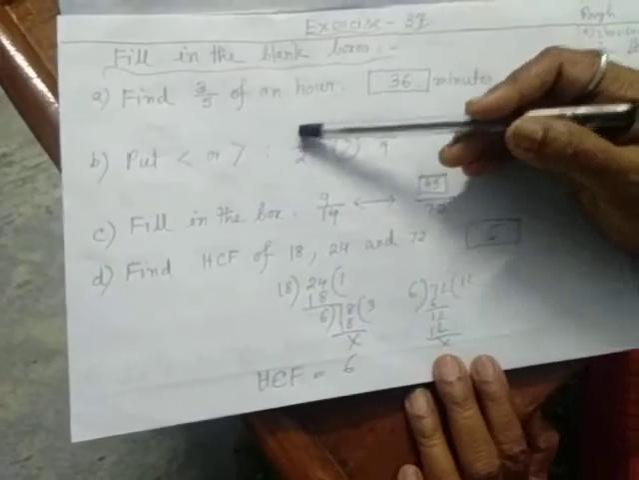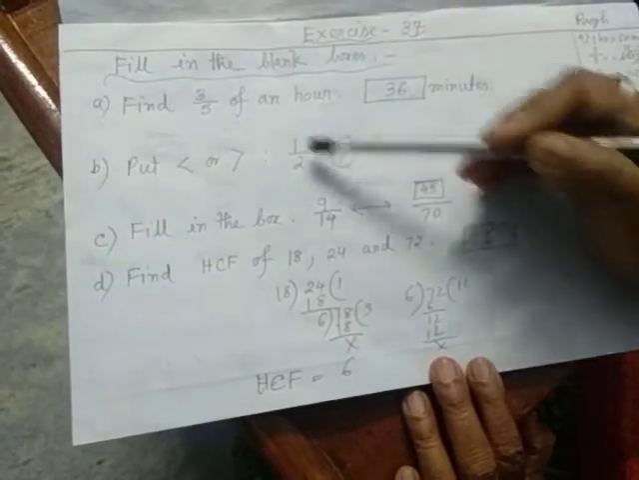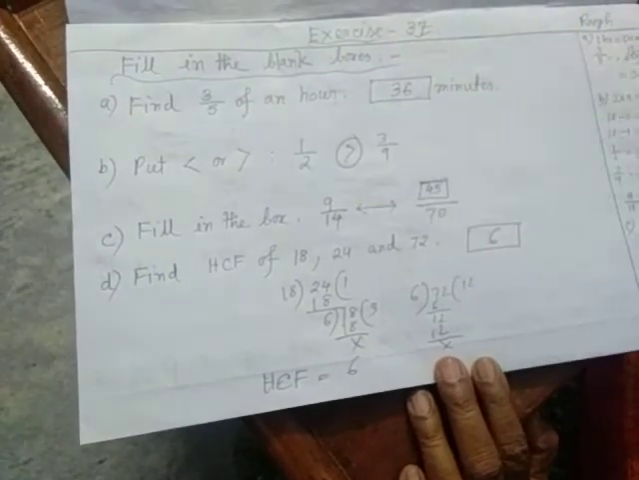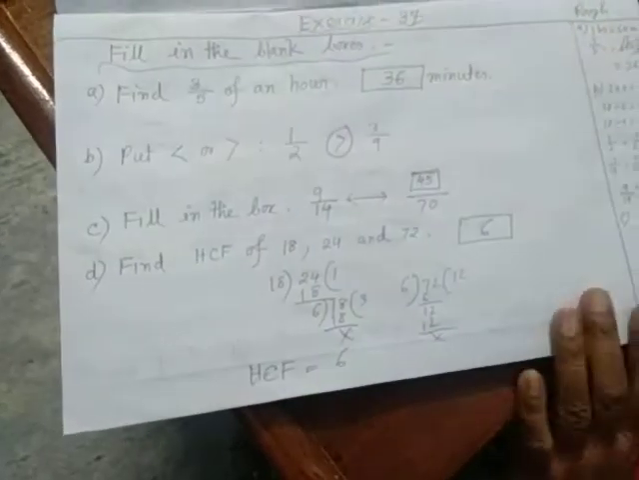By cross multiplication, 1 into 9 is 9, 2 into 3 is 6. So 9 is greater than 6. That is greater than.